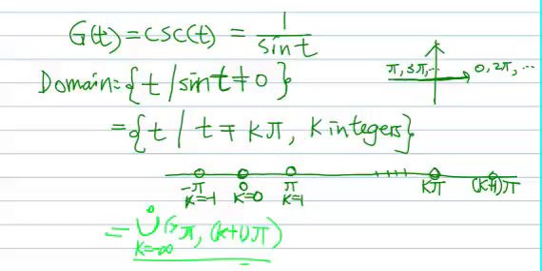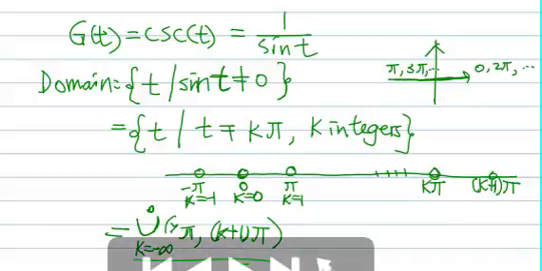We use the extended interval notation to write down the domain. It equals a big union sign from k equals negative infinity to infinity. K can be any integer. We write down a set of parentheses, k pi, comma, k plus 1 times pi. That's our domain.